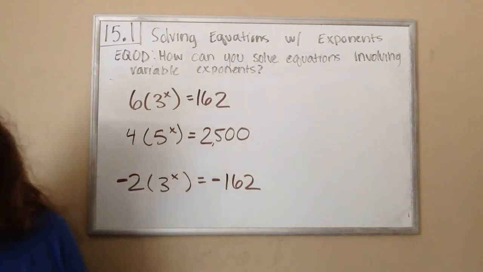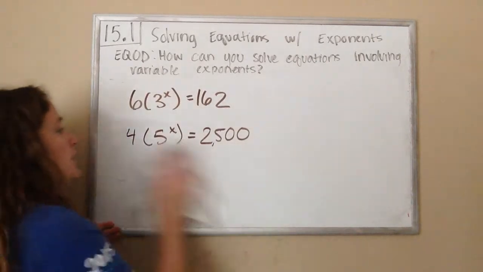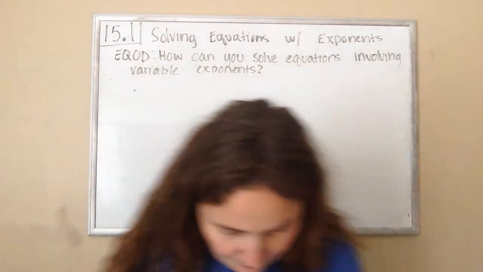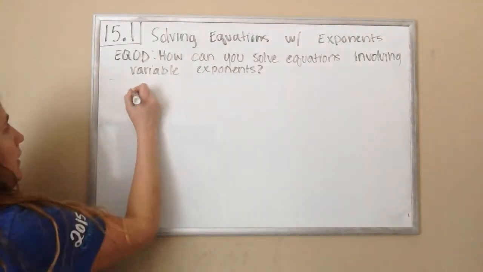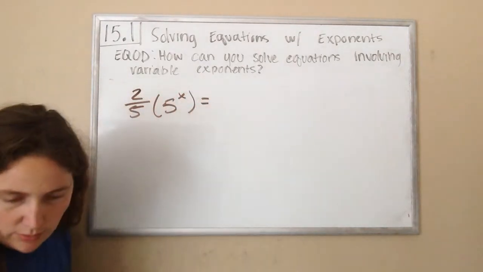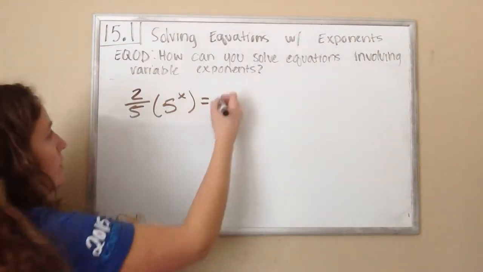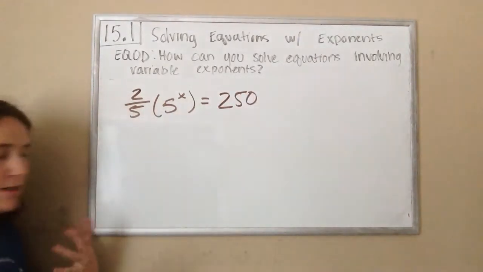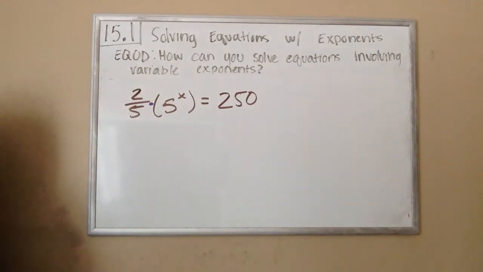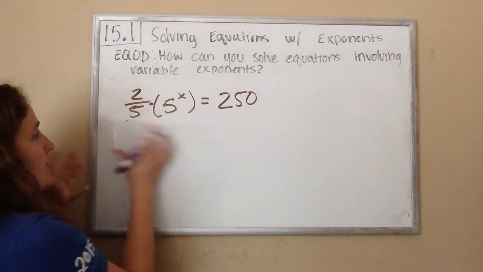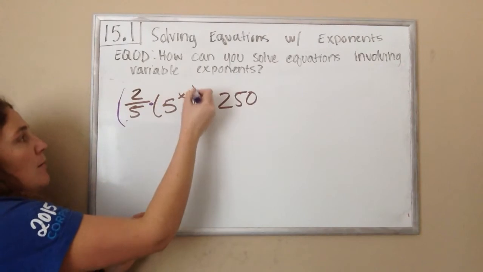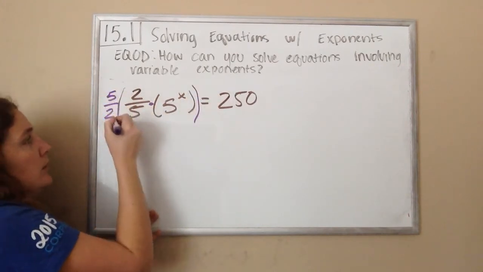Okay, you should have already solved these 3, and now we're going to move into doing some with fractions, which are going to be fantastic. The first one, 2/5 times 5 to the x equals 250. Similar to what we did before, this is still 2/5 times. So in order to get rid of that 2/5, we are going to divide both sides by 2/5. But since it's a fraction, and I don't like dividing by fractions, I'm going to multiply by the reciprocal.